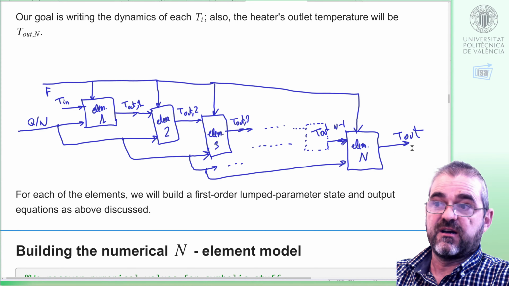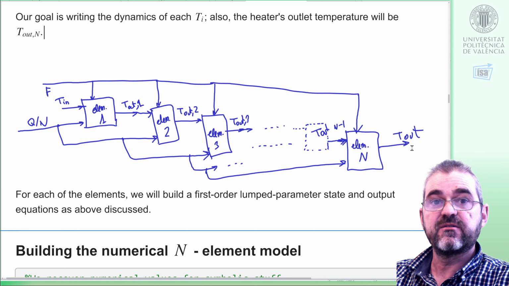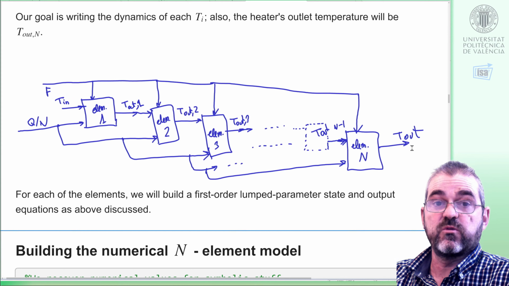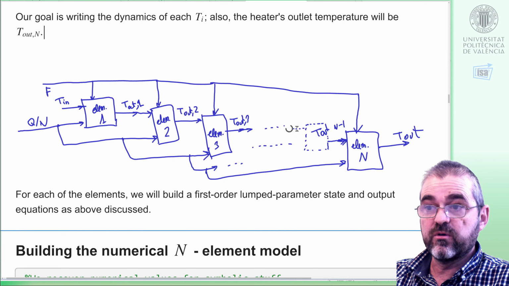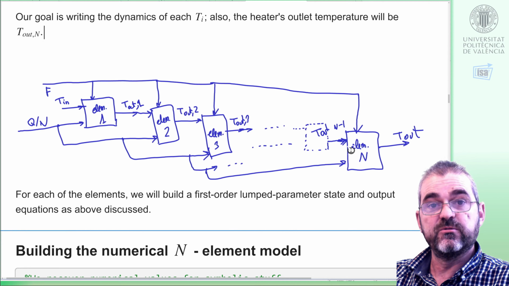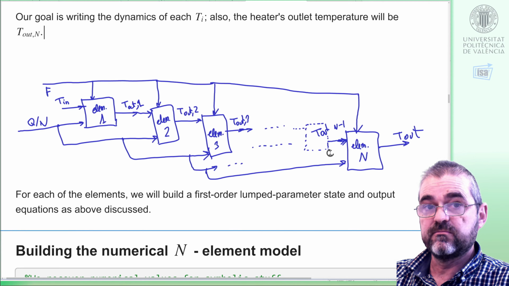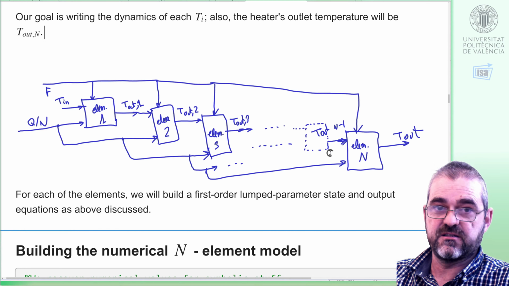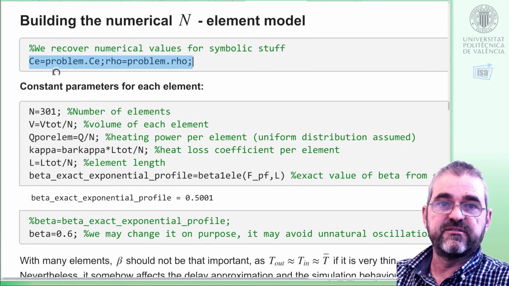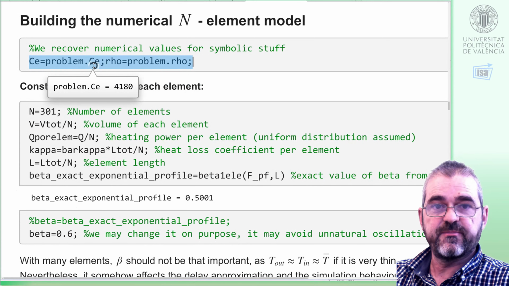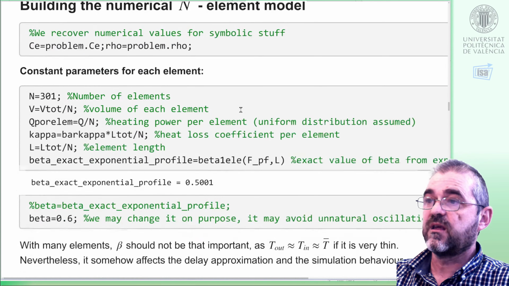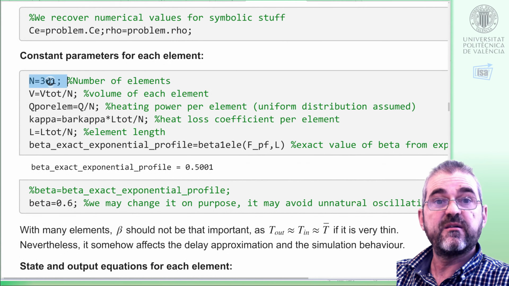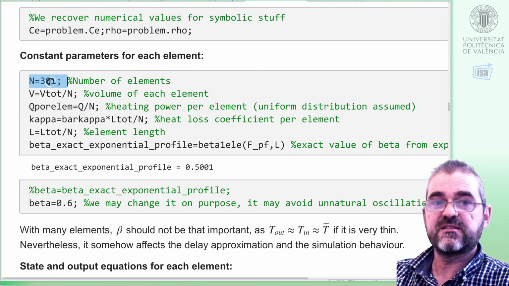So this is how to conceptually connect the n elements, but of course doing it by hand will be tedious, and we will just carry out a for loop in MATLAB symbolic toolbox code in order to build the whole state space equations for the finite element heat exchanger model. We will just recover the numerical values of heat capacity and density of water, and constant parameters for each element. We will set the number of elements. Here we have 301 elements, let's say.